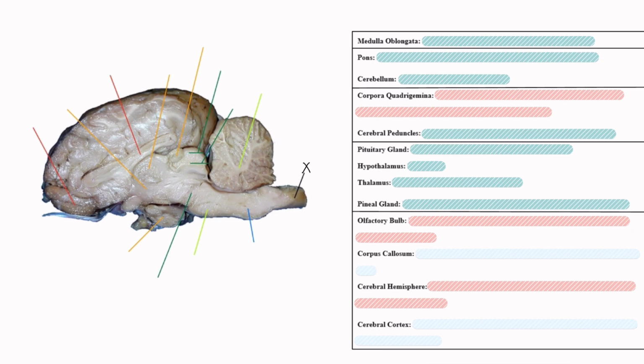But yeah, now starting off with the myelencephalon. In the myelencephalon, we have the medulla oblongata. The medulla oblongata is this right here. And the function of the medulla oblongata is that it helps control your heartbeat, breathing, and blood pressure.